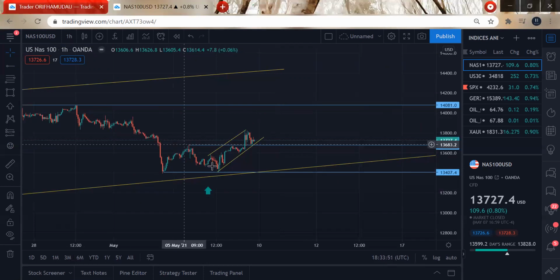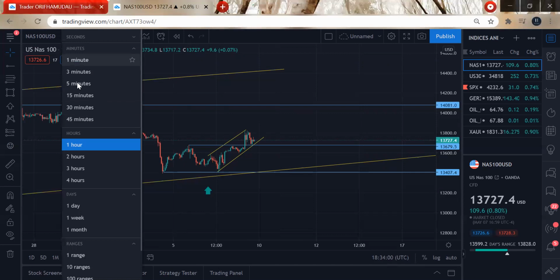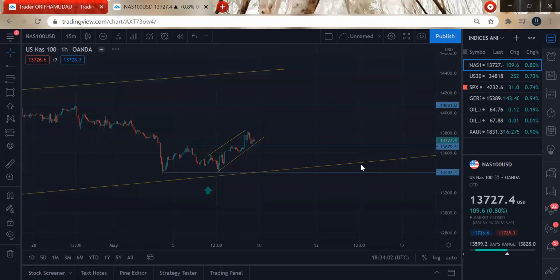See, this is the neckline for this double bottom. So the market broke out here. Now we impulse. Now we are here at 13,472. Let's drop down to the 15 minutes and try to look for an entry.